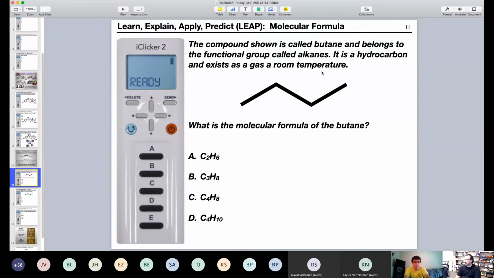So from the chat, I'm getting a lot of D answers. D as in dog. C4H10. So does anyone want to chime in? What is the intent of me asking you this question?